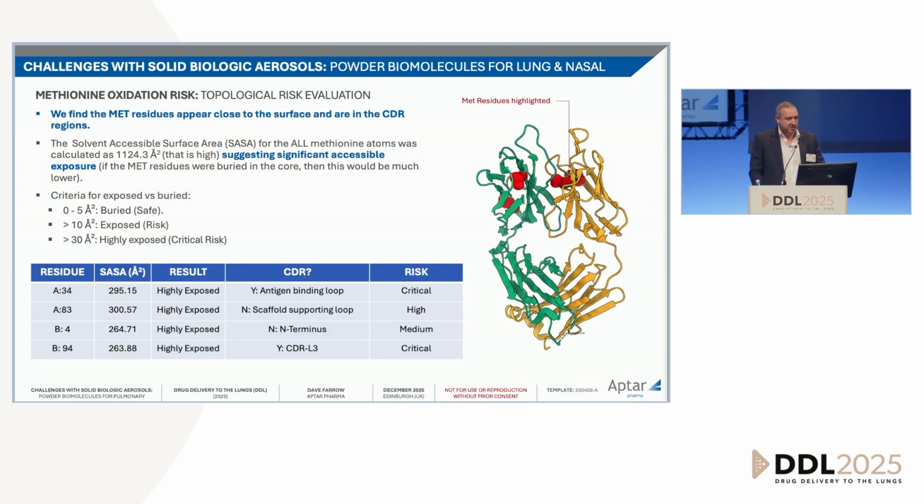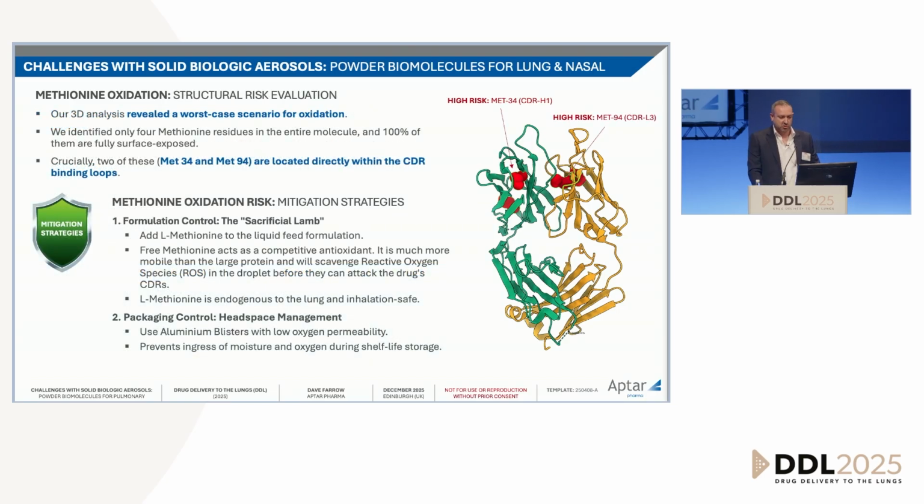We can see they're close to the CDRs, but actually are they close to the surface? Are they exposed? And so using something called solvent accessible surface area calculations allow us to determine whether or not those methionine residues are something to worry about. And the high SASA value sort of says, yes, this is a bit of a problem. And we can go further. We can do the calculations to look at each methionine residue, and we've got a problem in the heavy and the light chain. So we need to deal with the methionine residue straight away.